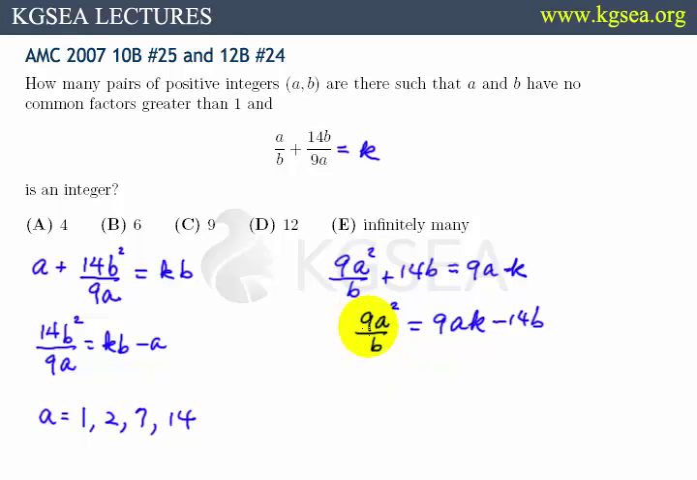9 over what would become an integer is the question. 9 over 1 is an integer. 9 over 3 is an integer. 9 over 9 is an integer. Okay, so those are the possibilities. Now what?